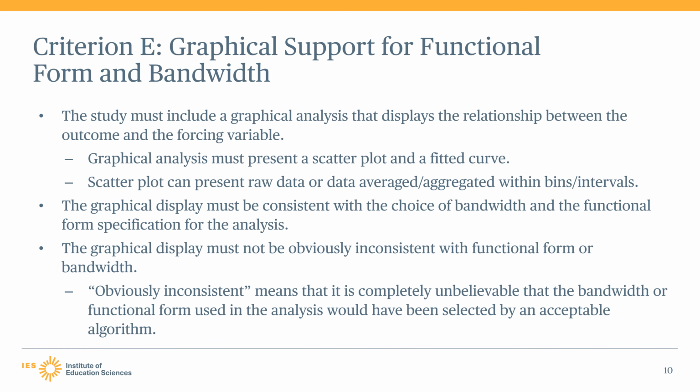Again, the graphical display must not be obviously inconsistent with the choice of bandwidth or functional form specification used for the impact analysis. If a study uses a particular functional form for the outcome forcing variable relationship, then the study must show graphically that this functional form fits the scatter plot reasonably well. For instance, if a study uses a local linear regression for the impact analysis, then the scatter plot must show that the outcome forcing variable relationship is indeed reasonably linear within the chosen bandwidth.